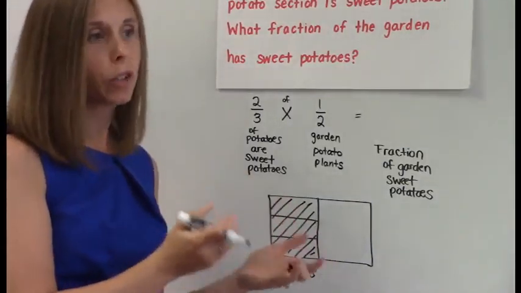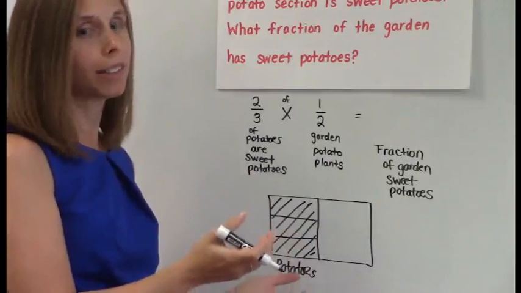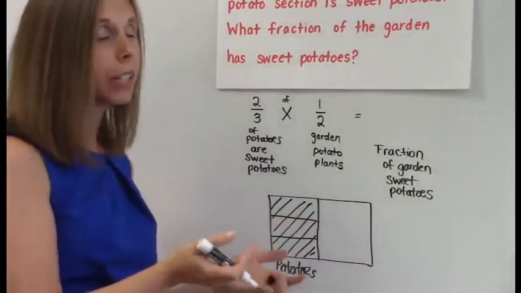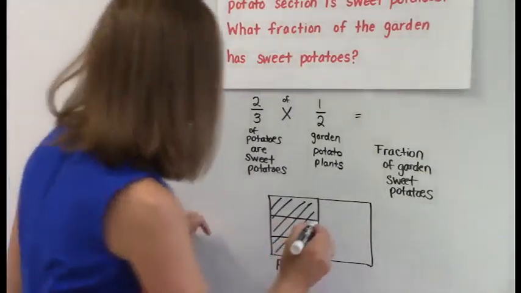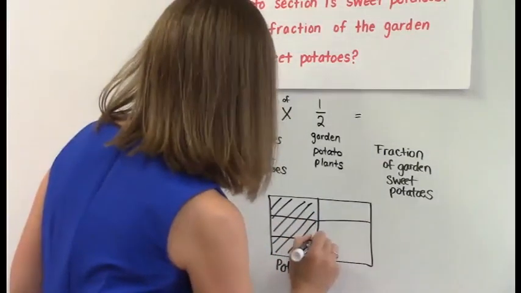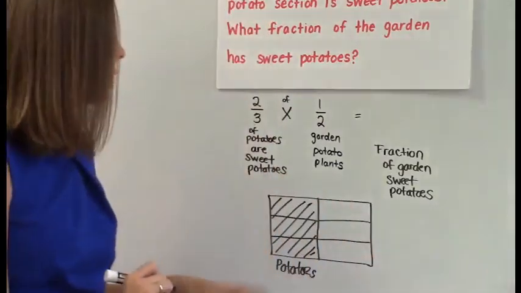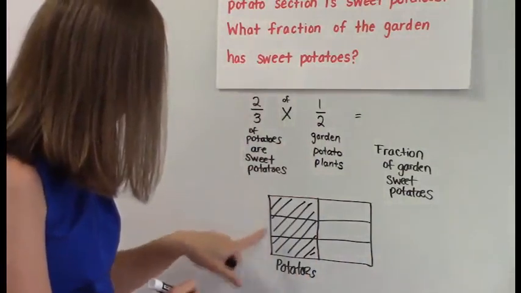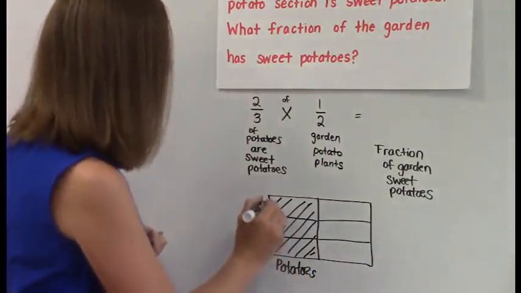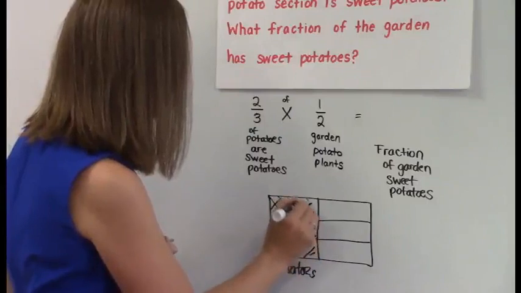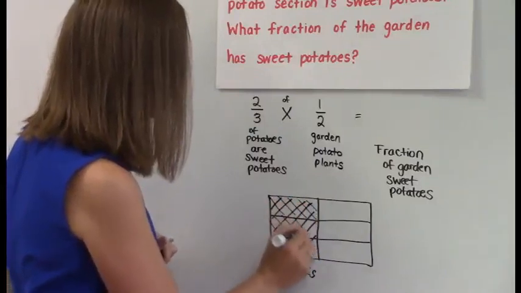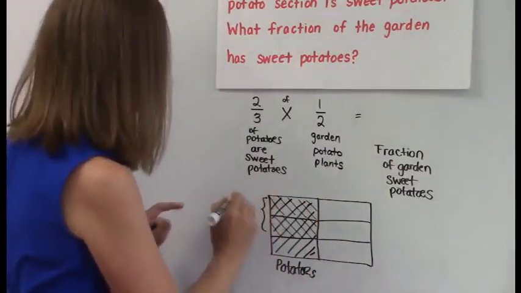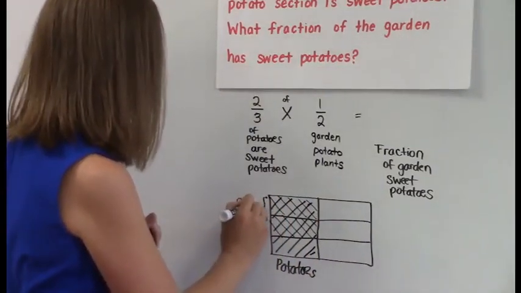But because fractions are equal parts, I need to extend those partitioning lines into the rest of the garden, even though we don't know what plants are there. So, to show those 2/3 of the potatoes being sweet potatoes, I'm going to then shade in the other direction as well, 2 out of the 3 pieces. And I'll label those as sweet potatoes.